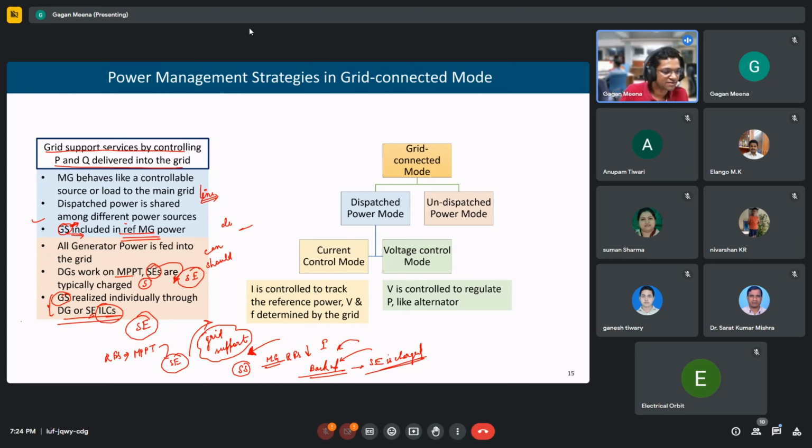That is why it is written here that storage can also discharge for providing grid support services. But we have to maintain the SOC level for low generation periods. Okay, is it clear?